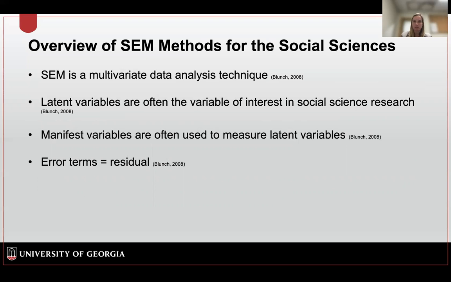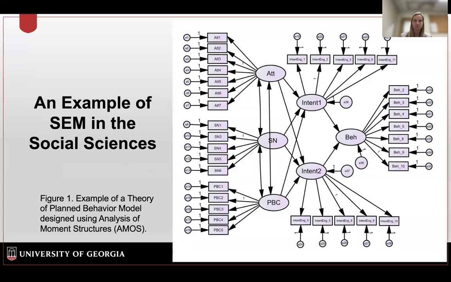Overview of SEM methods for the social sciences. SEM is a multivariate data analysis technique that examines the relationship among manifest and latent variables. Latent variables, which are unobserved and therefore not directly measured, are often the variable of interest in social science research. Latent variables represent their associated hypothetical constructs. Manifest variables, which are observed and can be measured in a questionnaire, are often used to measure latent variables. There are also error terms known as residuals associated with the dependent latent variable and the manifest variables.